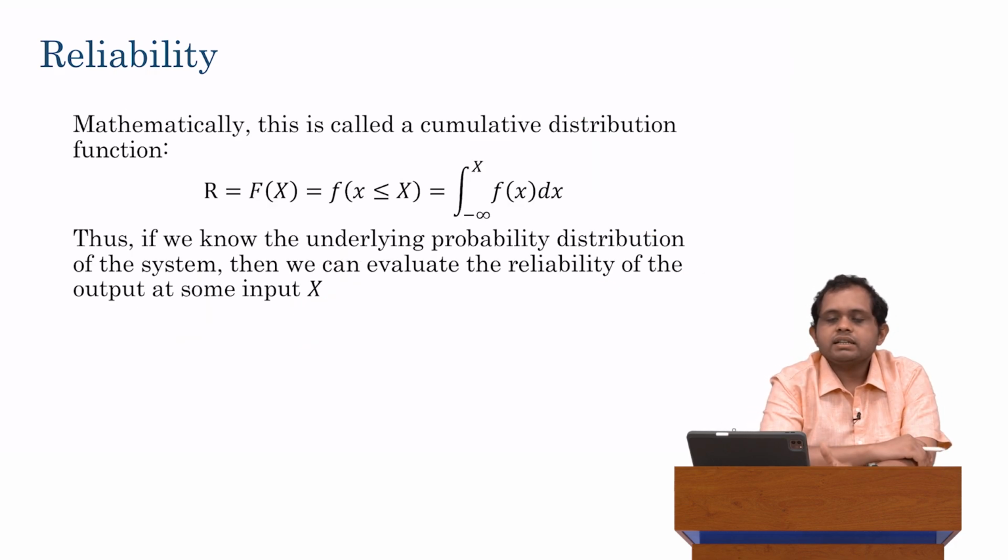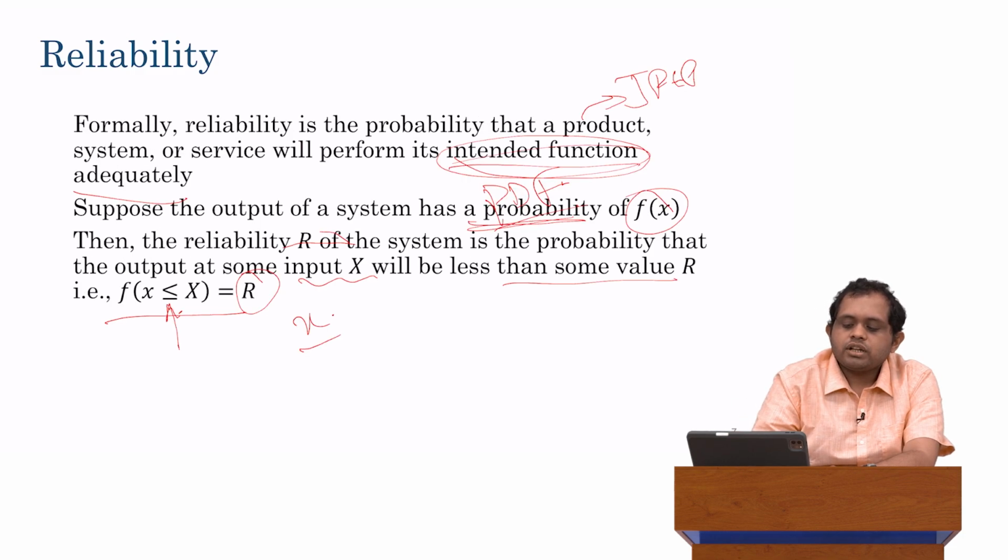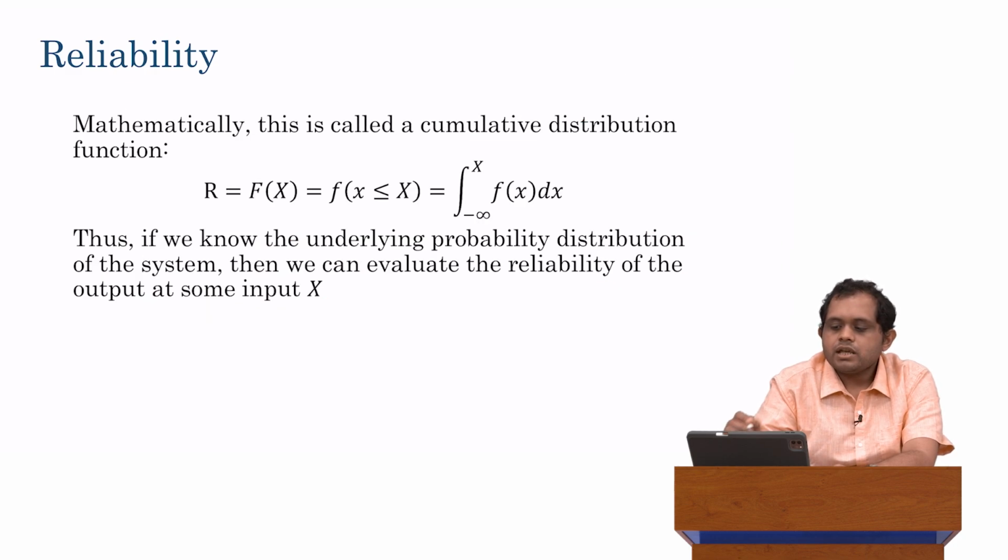Now, mathematically, this can be shown in a little more sophisticated manner. So here I showed you that R, which is the reliability, is the probability that the function f of x, that the output x is less than or equal to some desired output capital X.